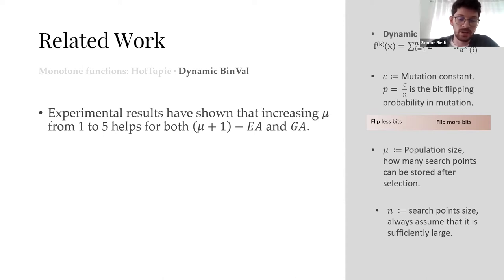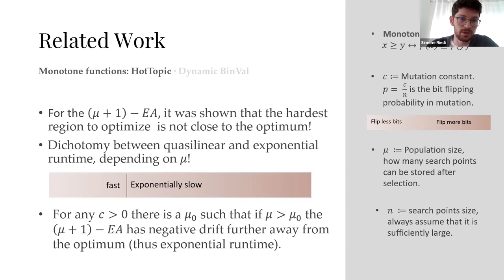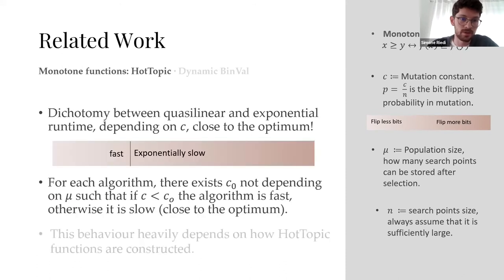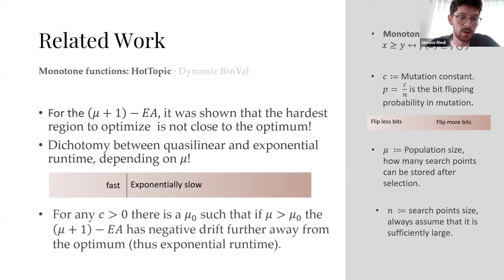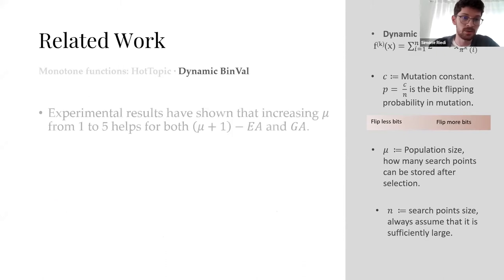So this seems already in contrast to what we've seen with the hot topic function here, where we've seen that increasing the population size does not help. In fact, it hurts the algorithm. But for the dynamic BinVal function, we see the opposite. It helps the algorithm. And this is probably because the function changes so often.